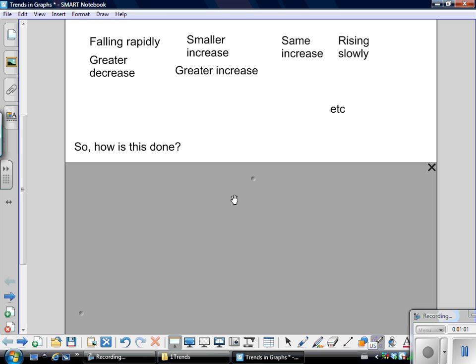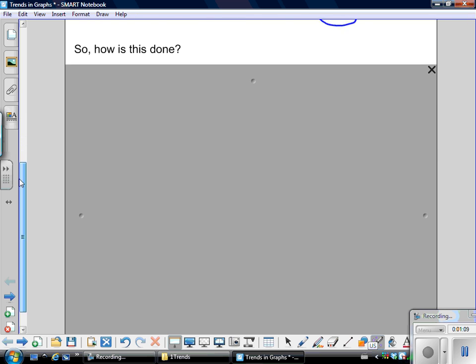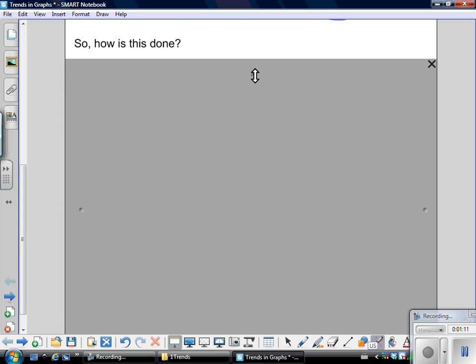So what does that mean? Okay, so if you notice I have the word etc. here, it means there's many other words we could use. So how is this done? So let's look at our first example.